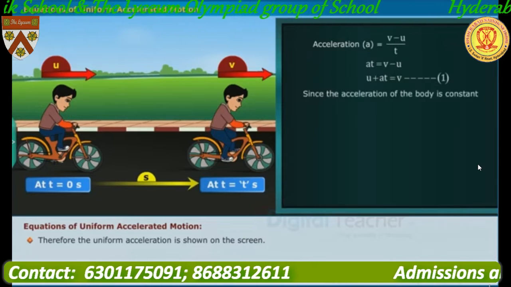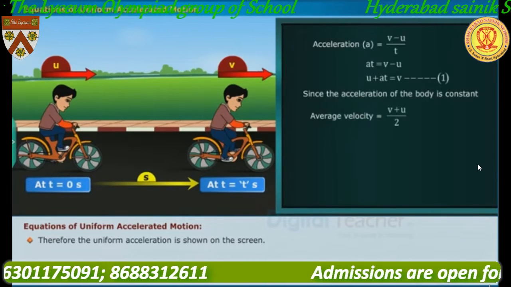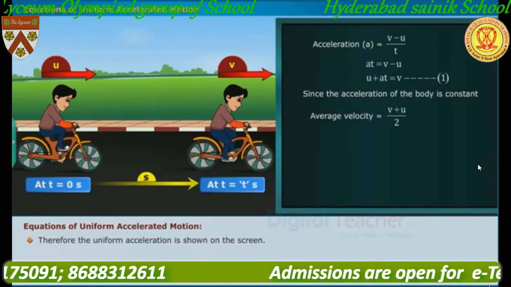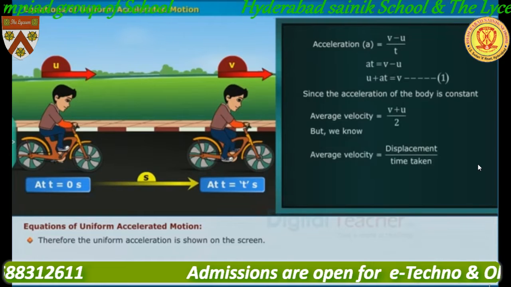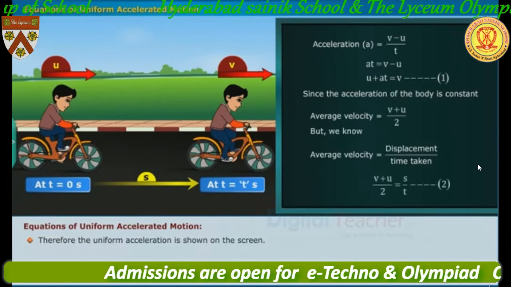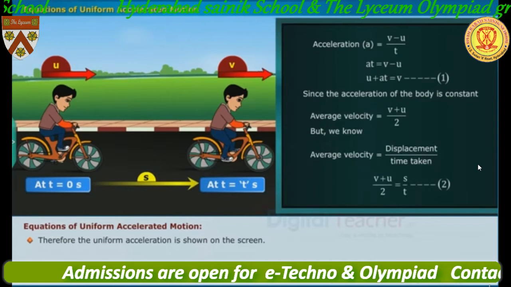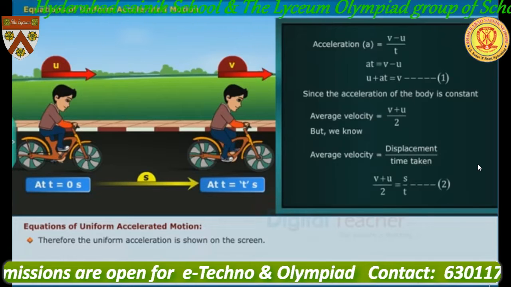Since the acceleration of the body is constant, the average velocity is equal to v plus u by 2. But we know average velocity is displacement by time taken. So we can write it as v plus u by 2 is equal to s by t. Consider it as equation 2.